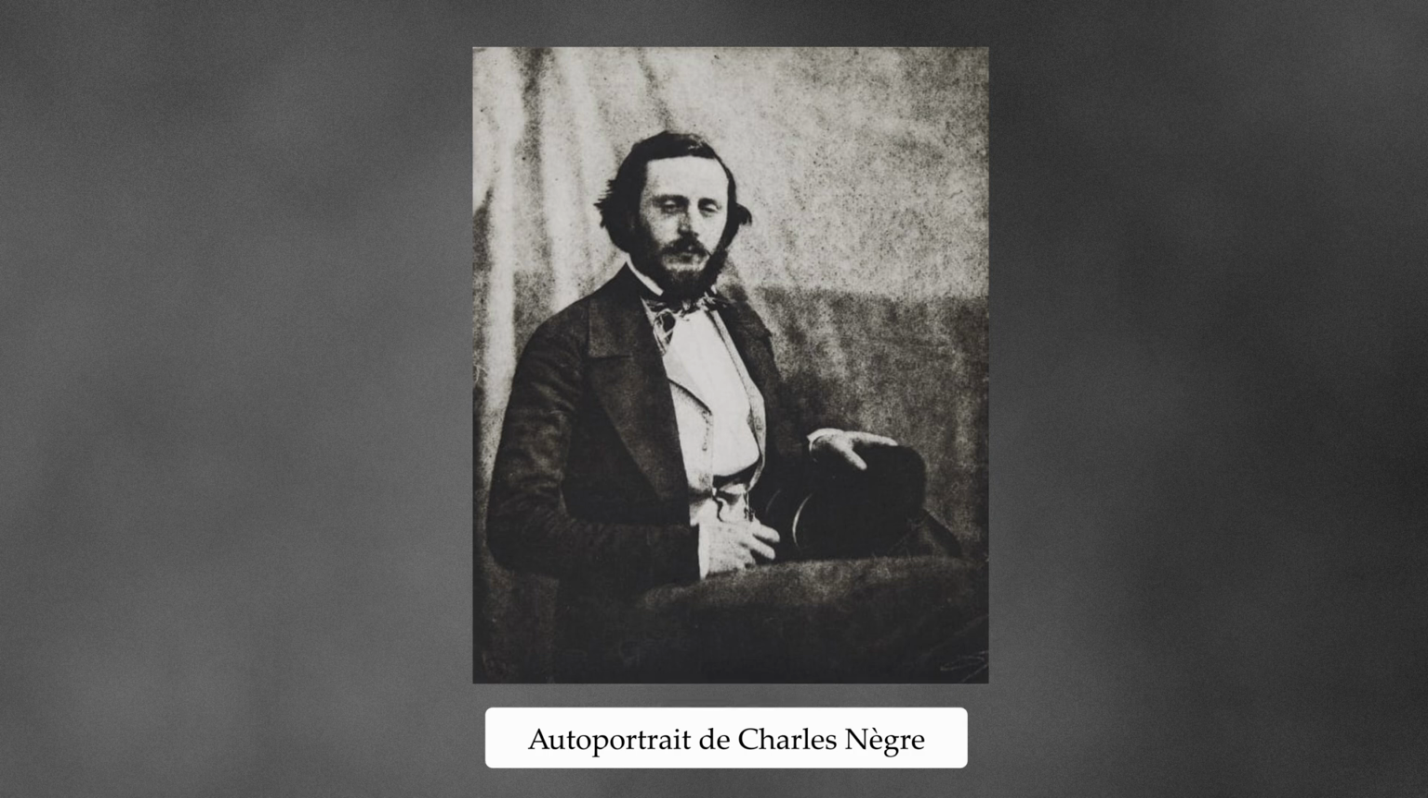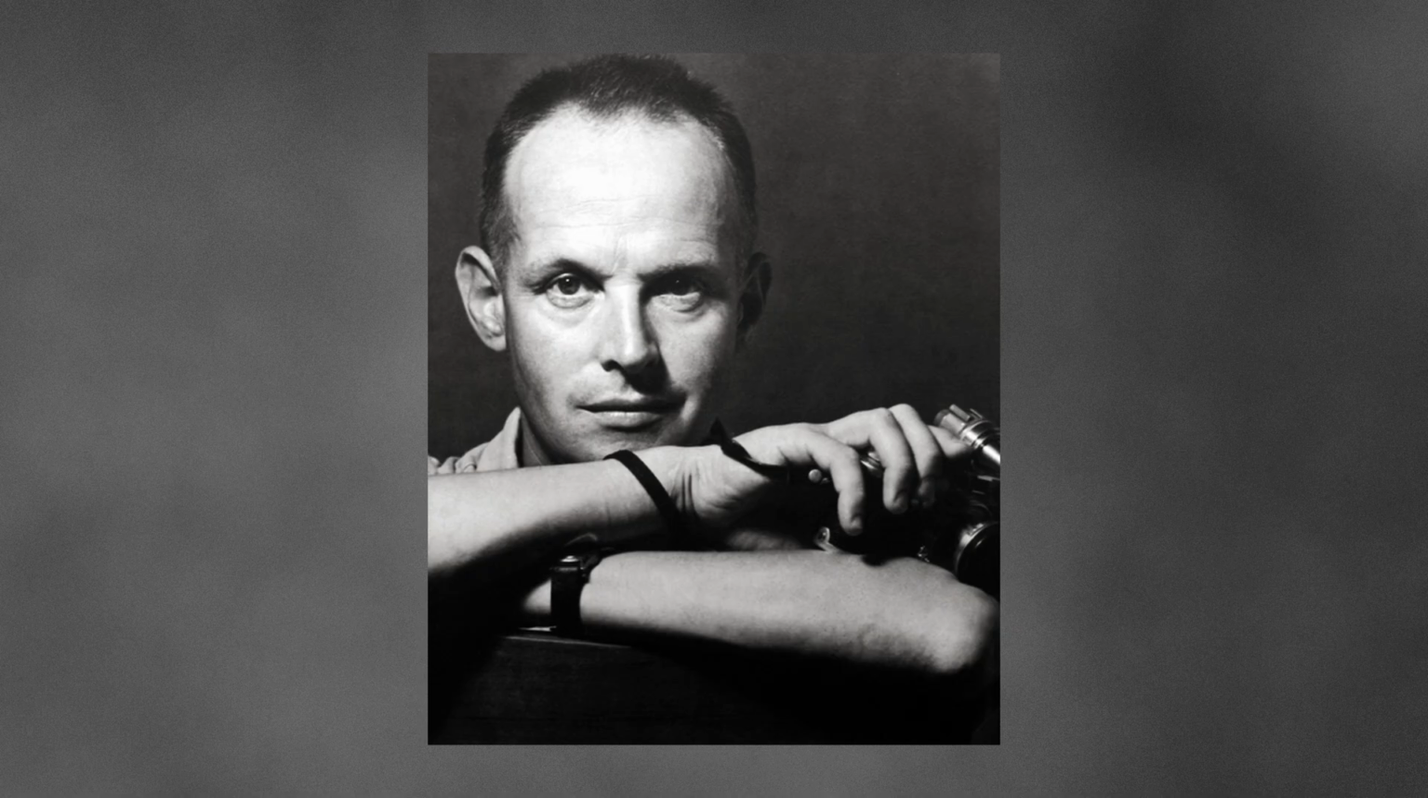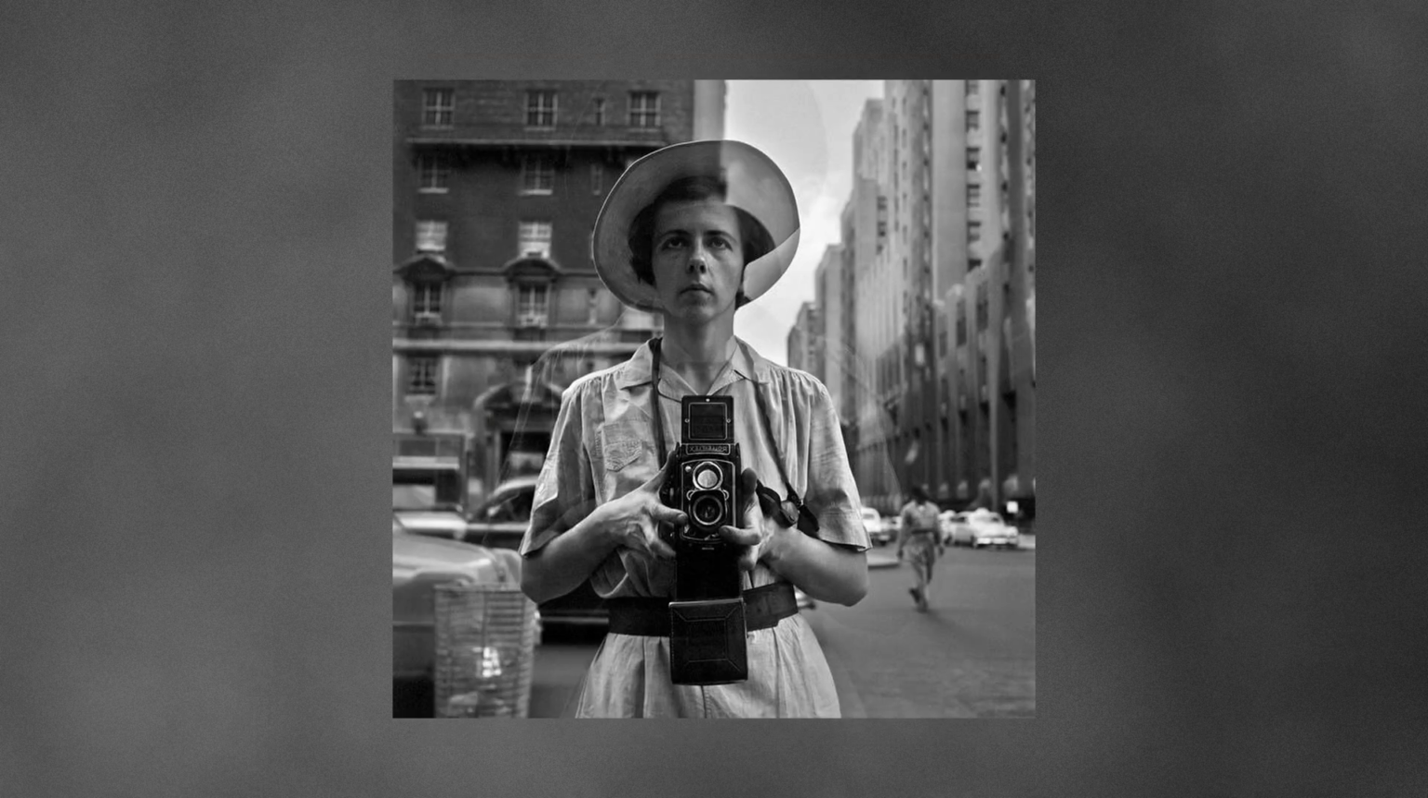The first examples came from French photographer Charles Negre in the 1850s, as he captured architecture, laborers, traveling musicians, and unique street characters. Later, photographers like Henri Cartier-Bresson, Vivian Maier, and Robert Frank helped shape this genre.